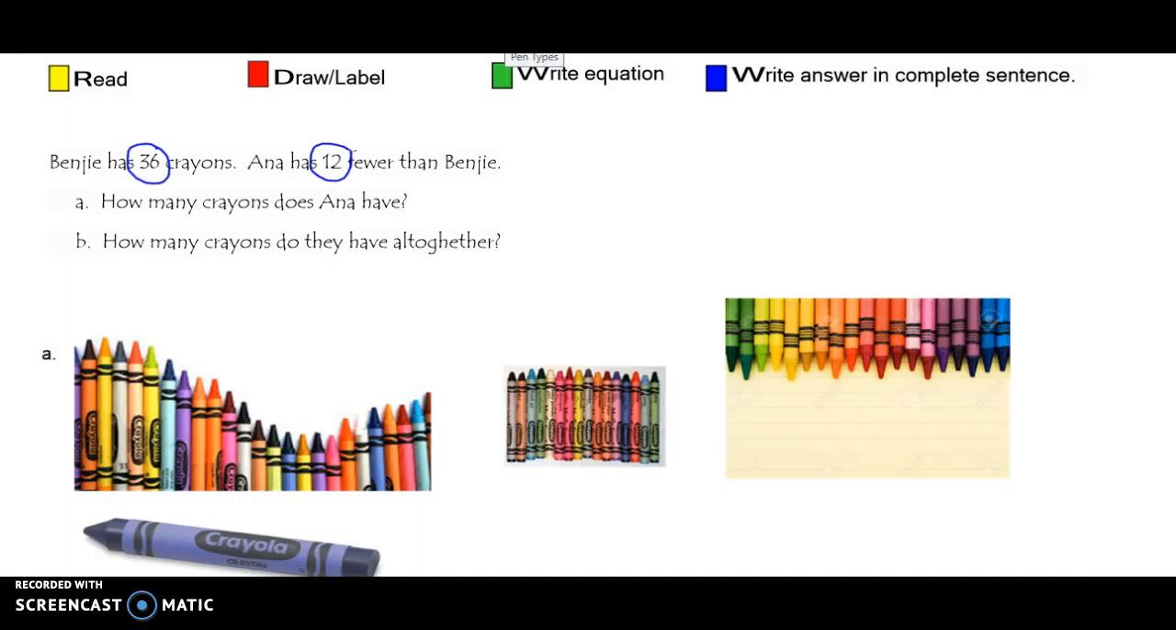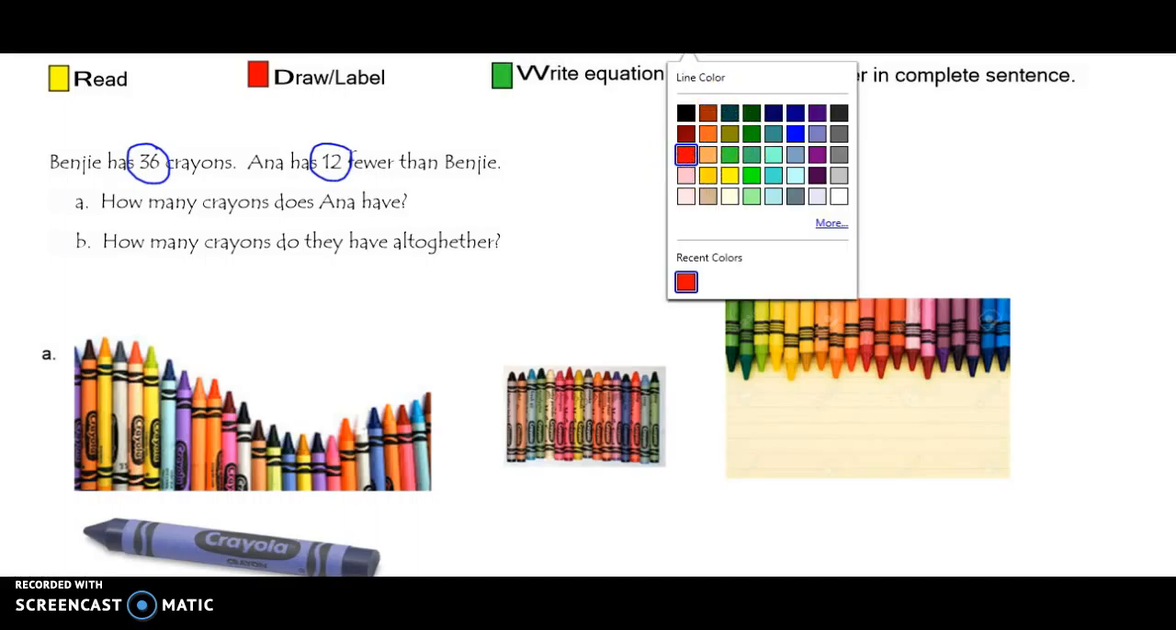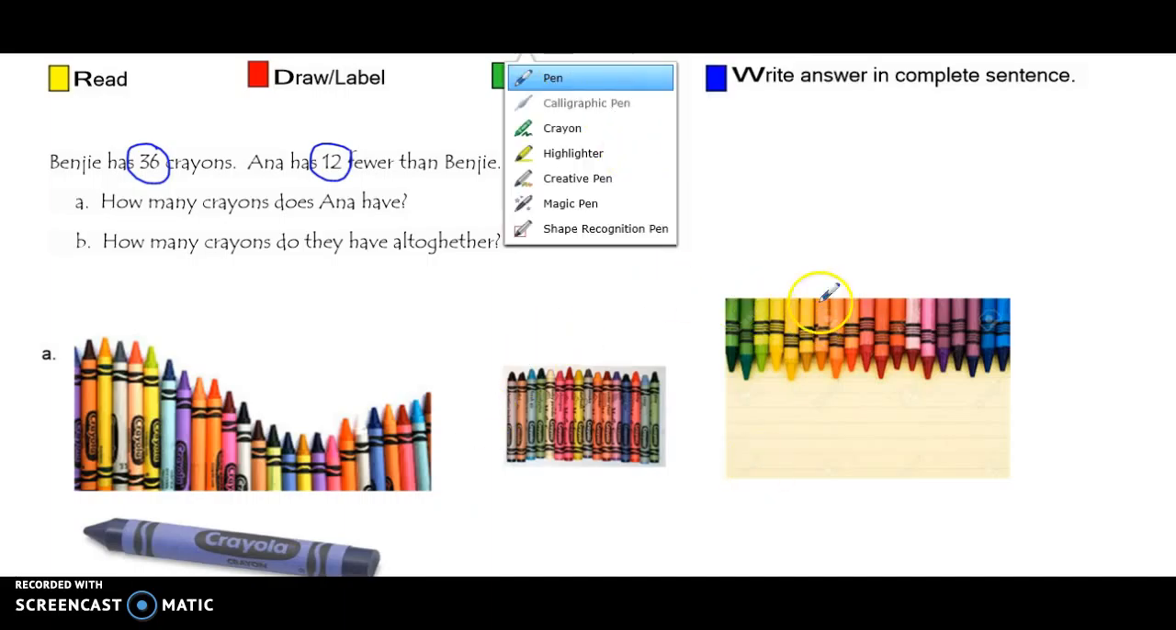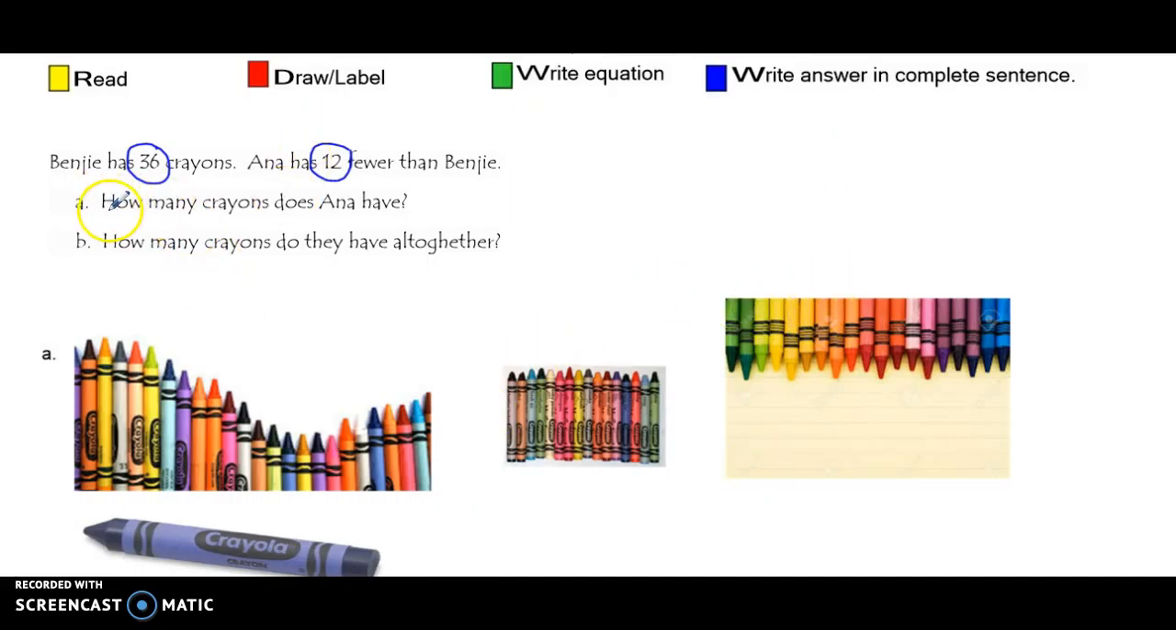Then it wants me to underline that important information. A, how many crayons does Anna have? And then B, how many crayons do they have all together? So I'm going to go ahead and check off my reading because I've read through it, I visualized it, and now I'm ready to draw and label.